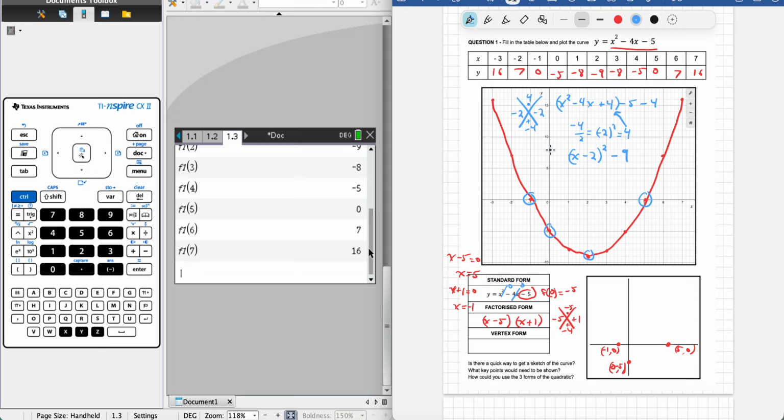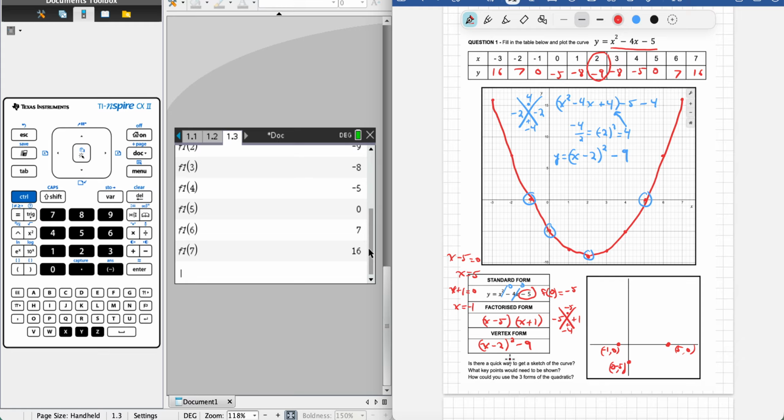Okay, so my function here is the same function, right? All I'm doing is representing it in a bit of a different way. So my vertex form is going to be x minus 2 quantity squared minus 9. Okay, and notice down here, what is my vertex? Well, my vertex is at 2, minus 9.